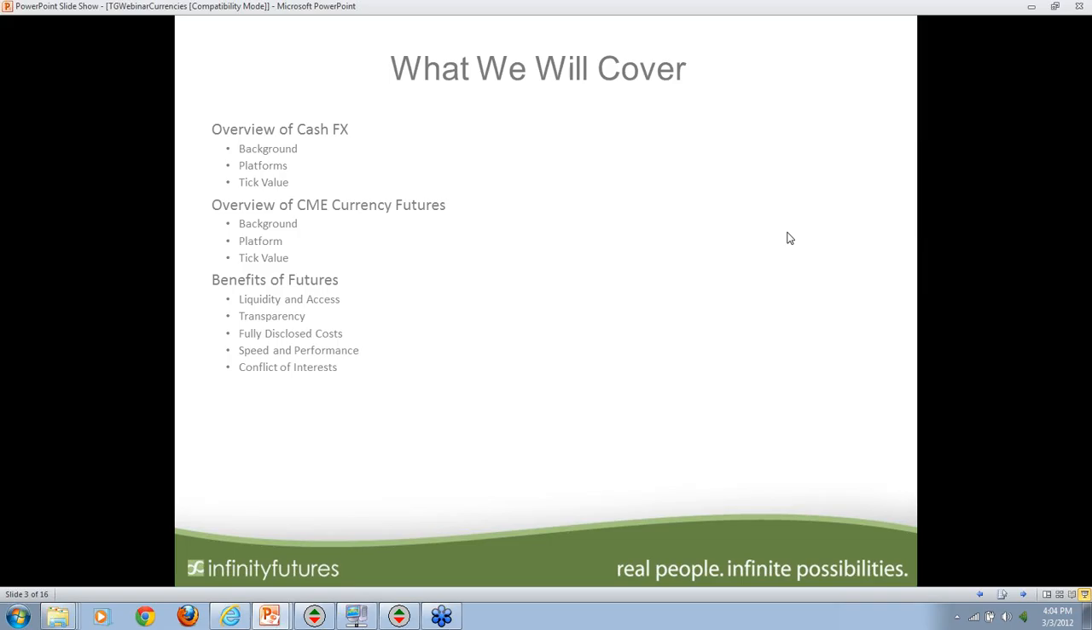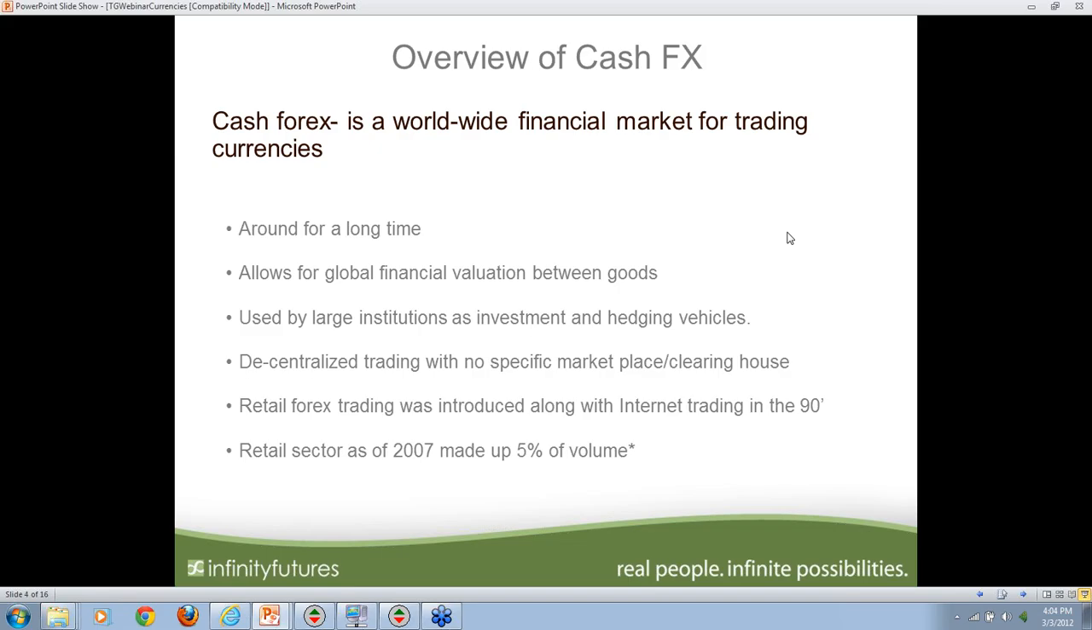Perfect. So let's start with the cash Forex. It's a worldwide financial market, and Gavin had gone through this just a little bit earlier for trading currencies. It's been around a long time, just currencies in general. The modern system that you're trading with started out in the 1970s.